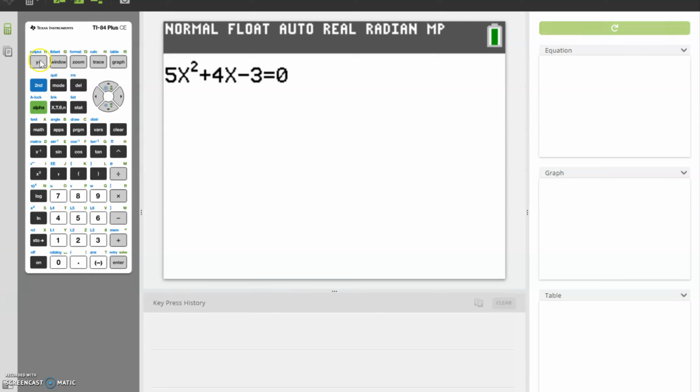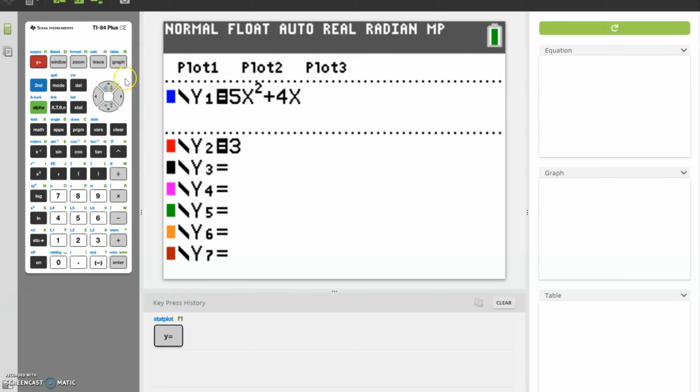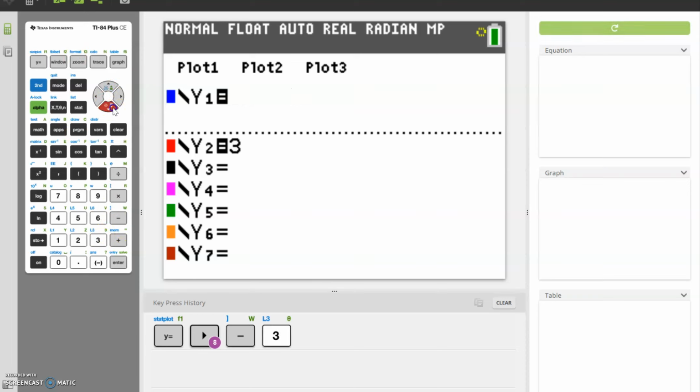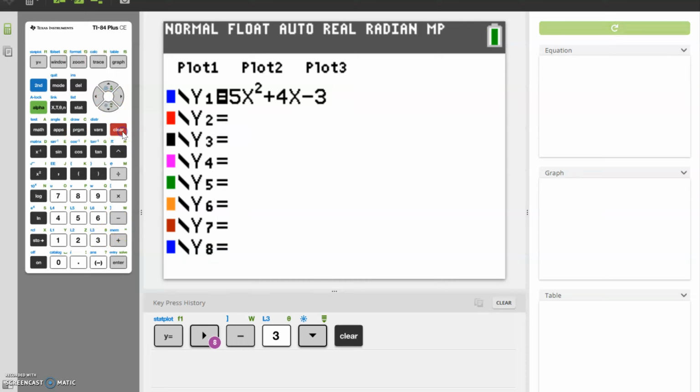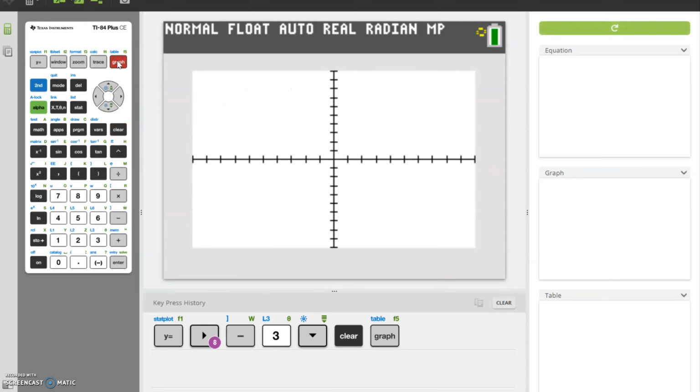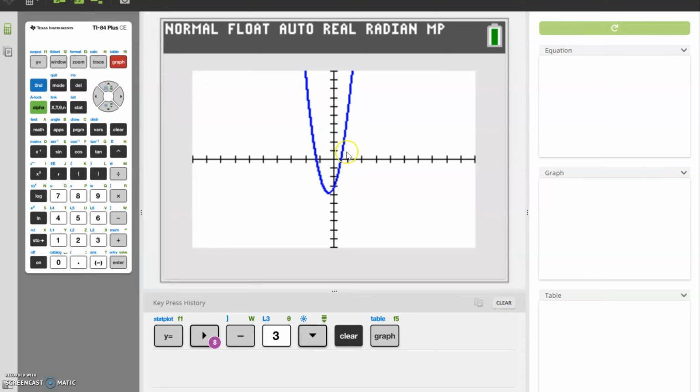Now I'm going to head over to my y equals screen, and I still have all of this info. I'm going to go ahead and tack on that -3 here. And since everything is to one side of the equation, I'm going to clear this line. I'm going to go to my graph, and here's my parabola. When we have all of our terms to one side of the equation, our solutions are going to be at the x-intercepts, or where your parabola is crossing the x-axis.